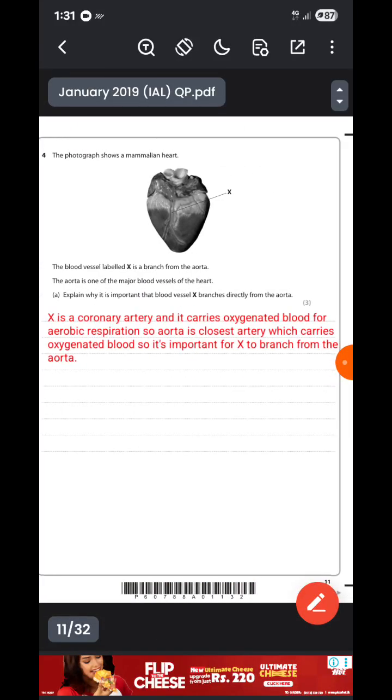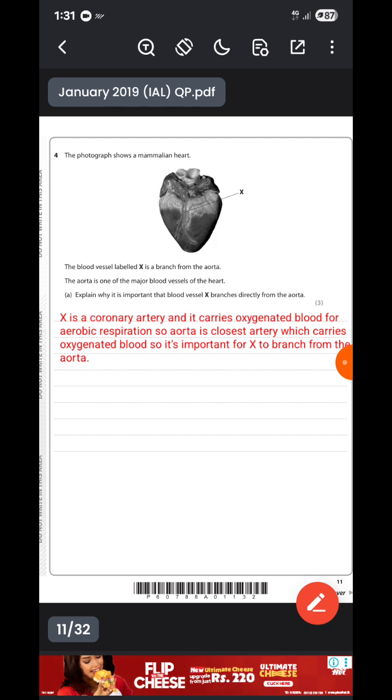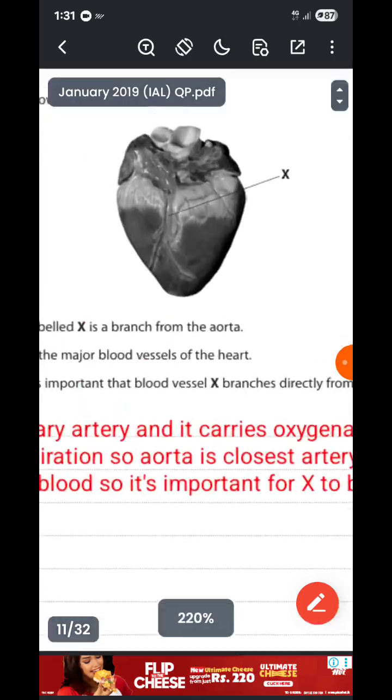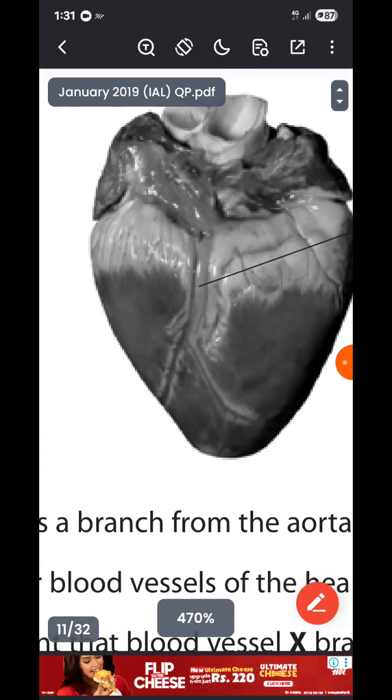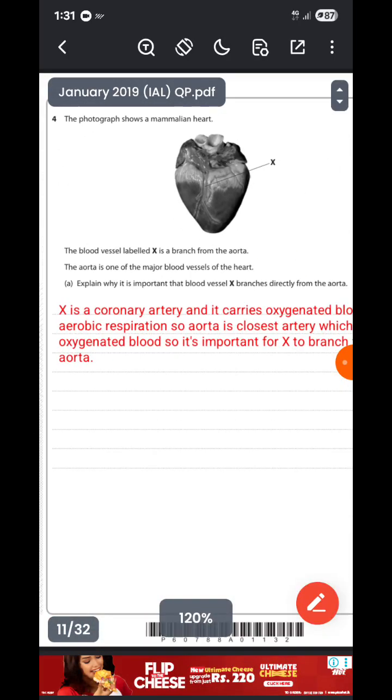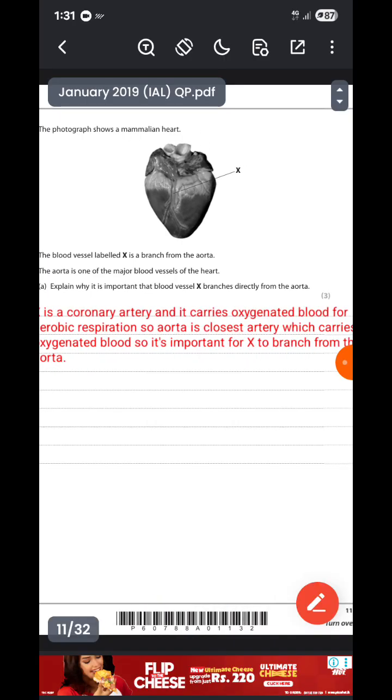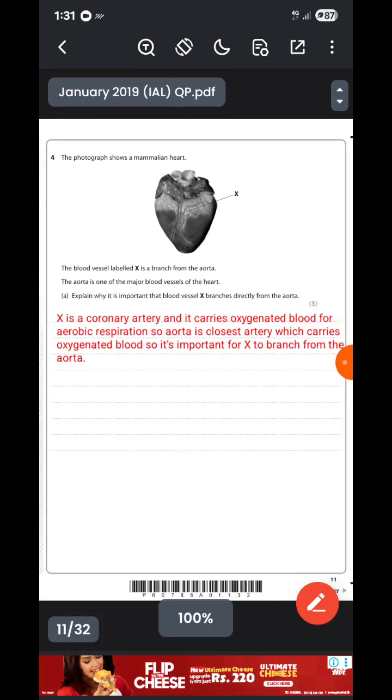Then question number 4. The photograph shows a mammalian heart. The blood vessel labeled X is a branch from the aorta. So this is the branch from the aorta. The aorta is one of the major blood vessels of the heart. Part A. Explain why it is important that blood vessel X branches directly from the aorta.